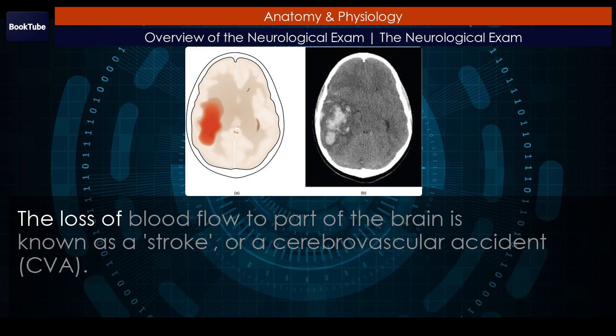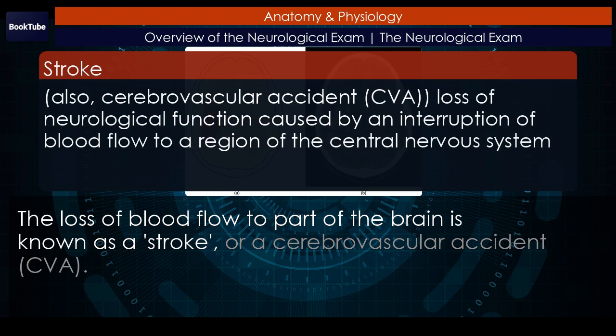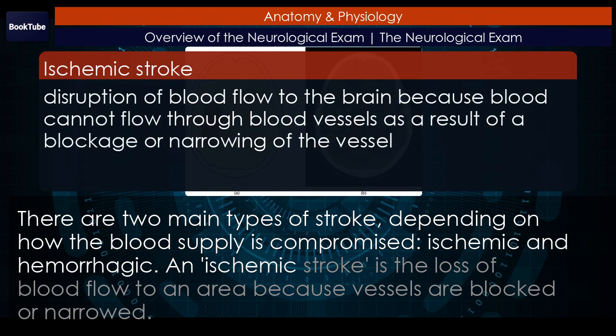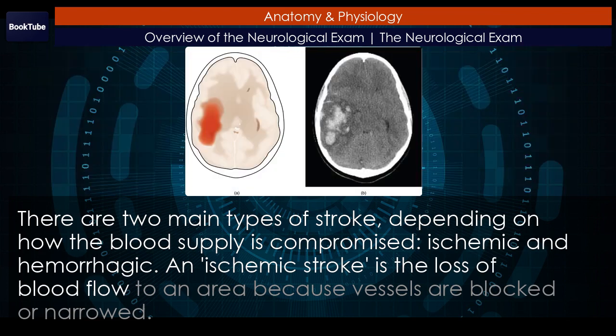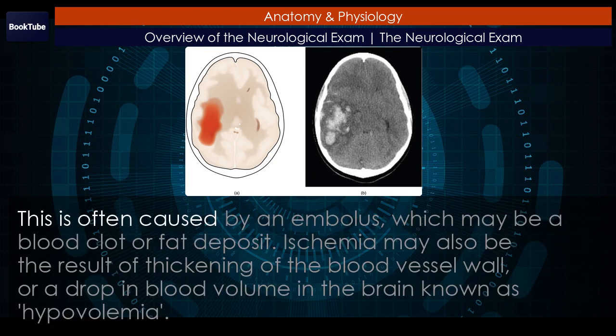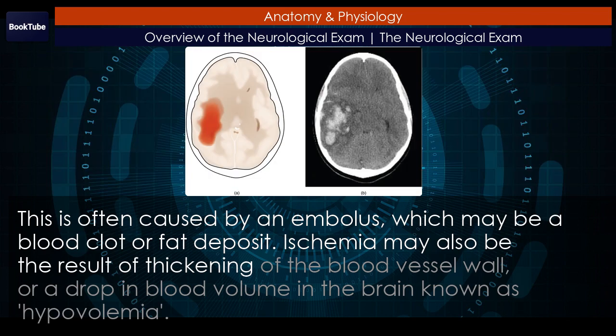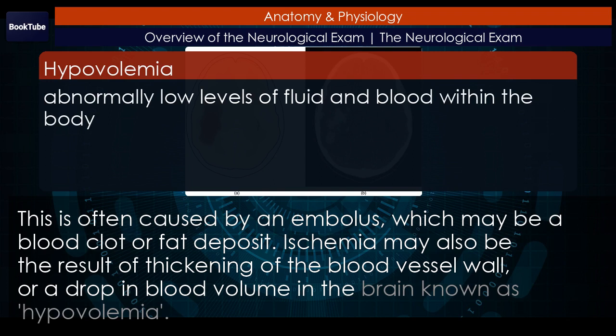The loss of blood flow to part of the brain is known as a stroke or a cerebrovascular accident, CVA. There are 2 main types of stroke, depending on how the blood supply is compromised: ischemic and hemorrhagic. An ischemic stroke is the loss of blood flow to an area because vessels are blocked or narrowed. This is often caused by an embolus, which may be a blood clot or fat deposit. Ischemia may also be the result of thickening of the blood vessel wall, or a drop in blood volume in the brain known as hypovolemia.